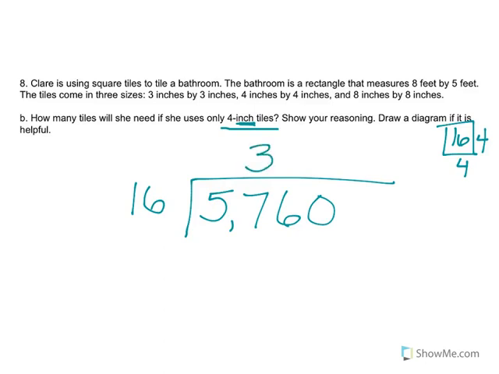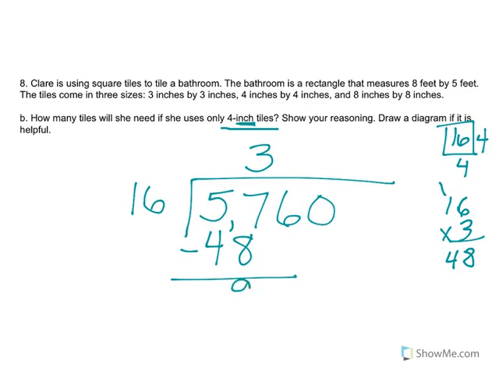Okay. So I would want to probably do a little helper problem off to the side. 3 times 6 is 18. 3 times 1 is 3 plus 1. So that'd be 48. I know I can't fit another 16 in there, right? So 3 is correct. Good job, Brayden. So 3 times 16 is 48. Then I'm subtracting. 57 minus 48. What do you get? 9. Bring down the 6.